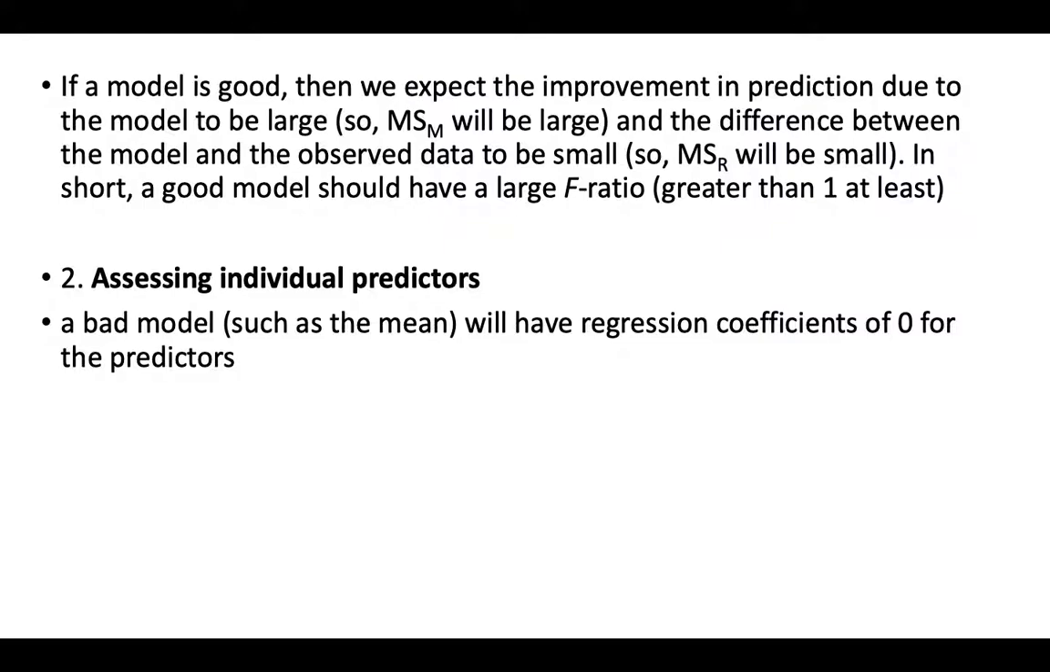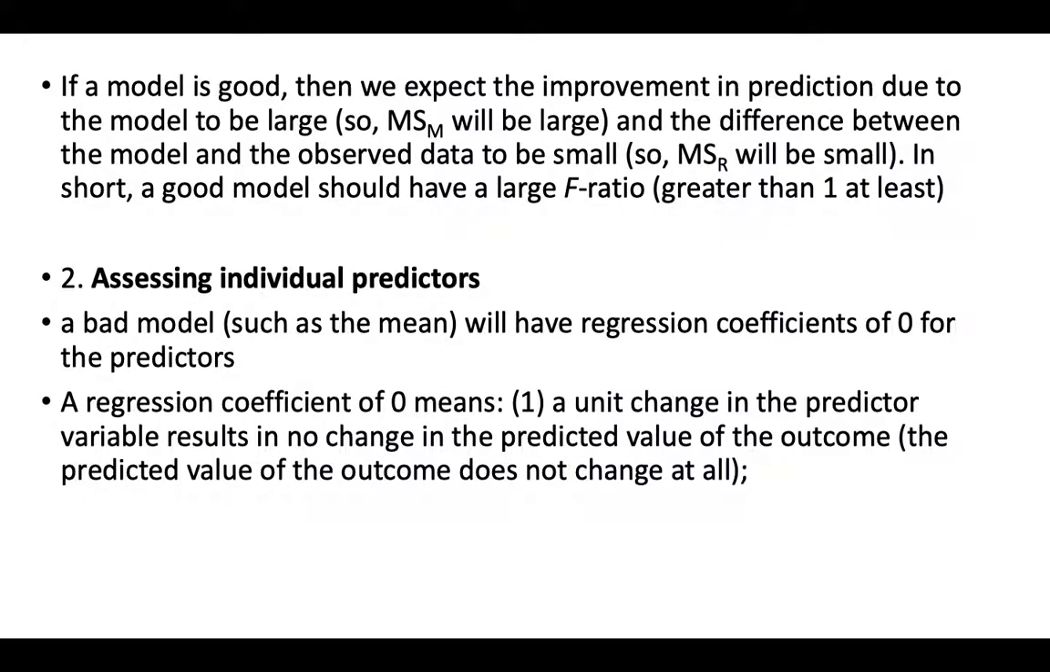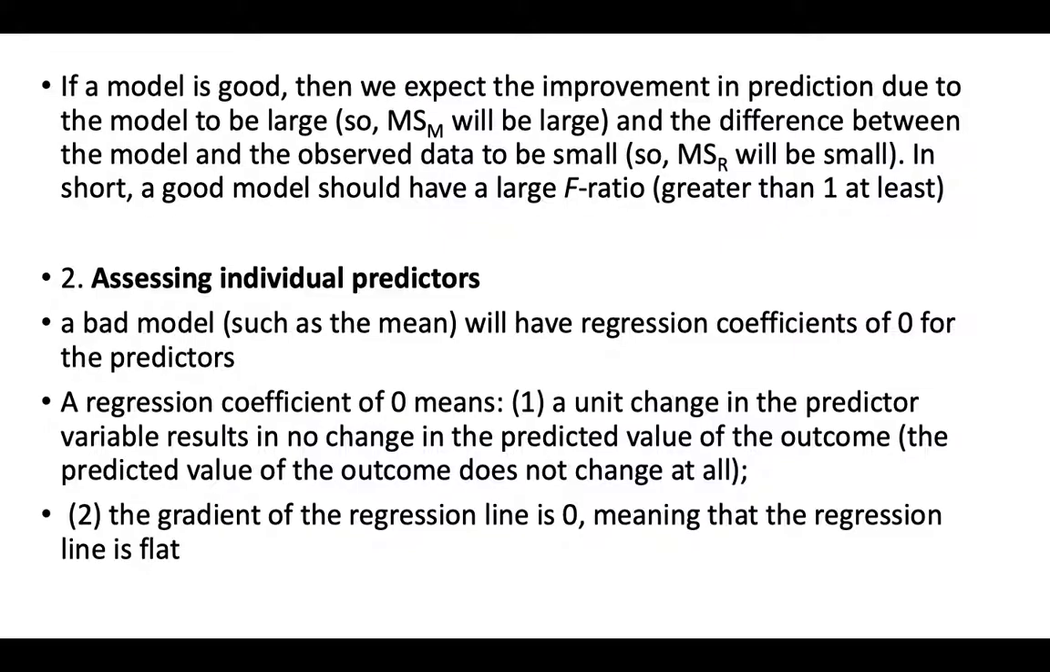So a bad model, for example, the mean, will have a regression coefficient, remember the gradient and the intercept, of 0 for the predictors. That means if the regression coefficient is 0, then a unit change in the predictor variable results in no change in the predicted value of the outcome. That means if you increase the money you invest in advertising, there will be no change in sales. So you will not sell more records, even if you advertise more. And the gradient of the regression line is 0, meaning that the regression line is flat.